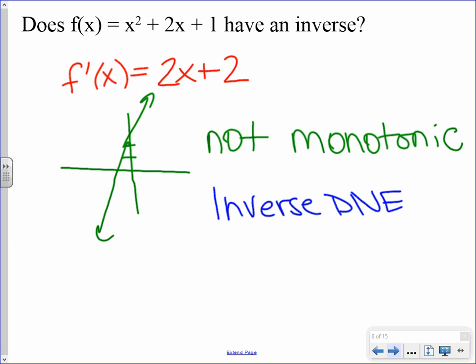Okay. Let's go back to what we talked about a couple slides ago. What is this graph? The parabola. Will parabolas ever have an inverse? No. Half of the parabola will have an inverse, but not an entire parabola.